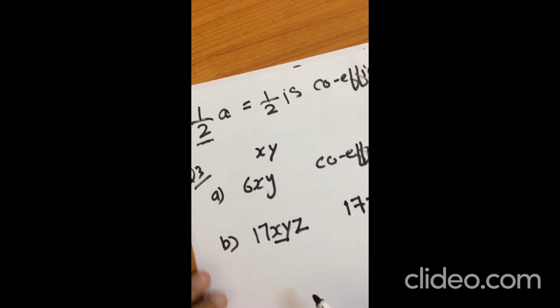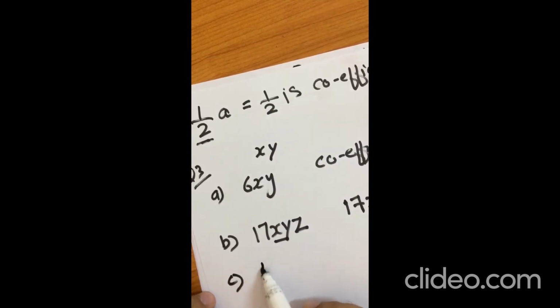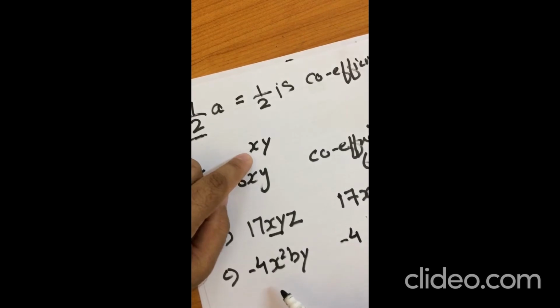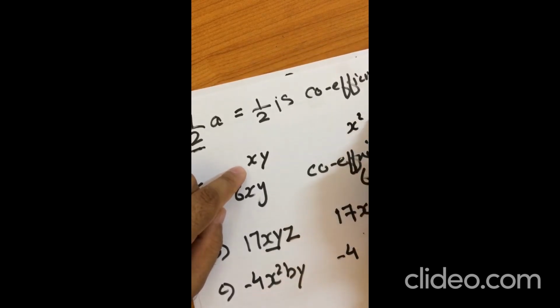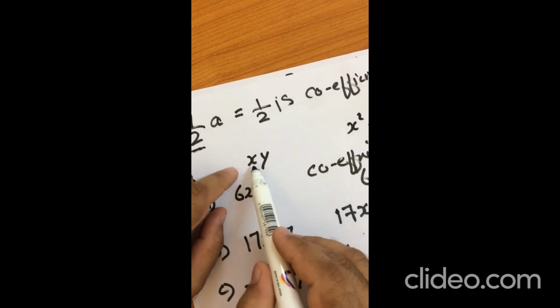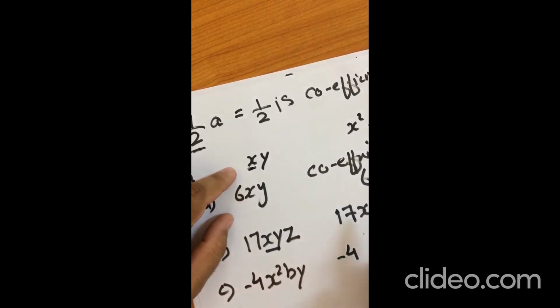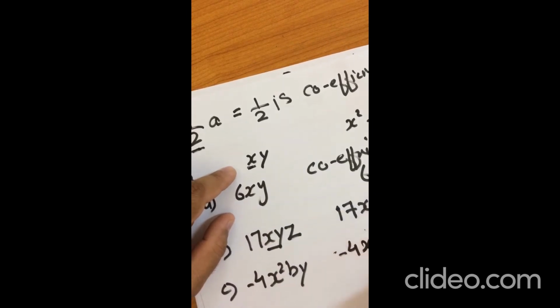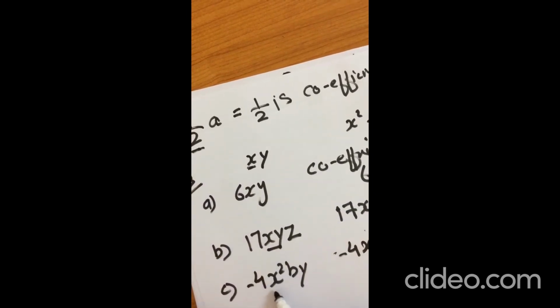17xz. Now see, you can see minus 4x square by. Here is interesting. Minus 4, except xy, all the things are considered to be a constant. X square, look at here, x square means x multiplied by x, but we have to make one x constant, so x is there and y is there because y is with it. So look at this, these are the coefficients: minus 4 is a coefficient of x square y.